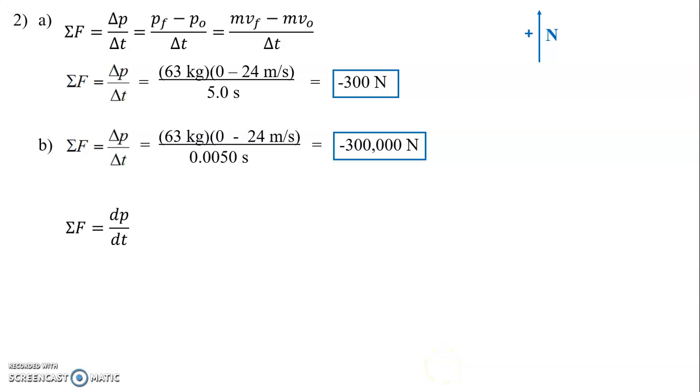Both problems 1 and 2 refer to finding the average net force. I told you we'd discuss why it's called average. So let's consider, for example, what happened in problem 1 where the baseball was being hit by the bat. And we can draw some pictures of this.